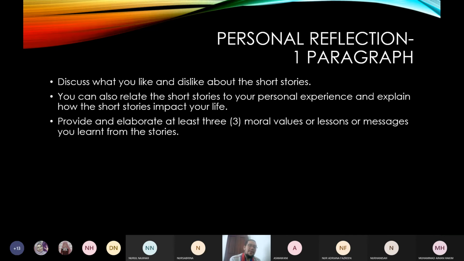This is a requirement: provide and elaborate at least 3 moral values. I think 3 tu banyak lah, tapi dia memang nak 3 moral values or lessons or messages you learn from the story. Okay, 3. Apakah moral values from the short story? Sekurang-kurangnya 3. Lebih pun tak apa, tapi I rasa 3 is okay, just nice, because you nak tulis personal experience lagi.